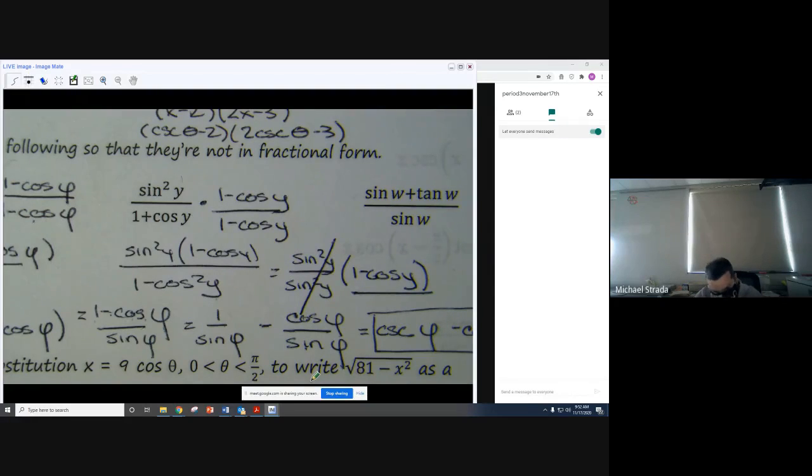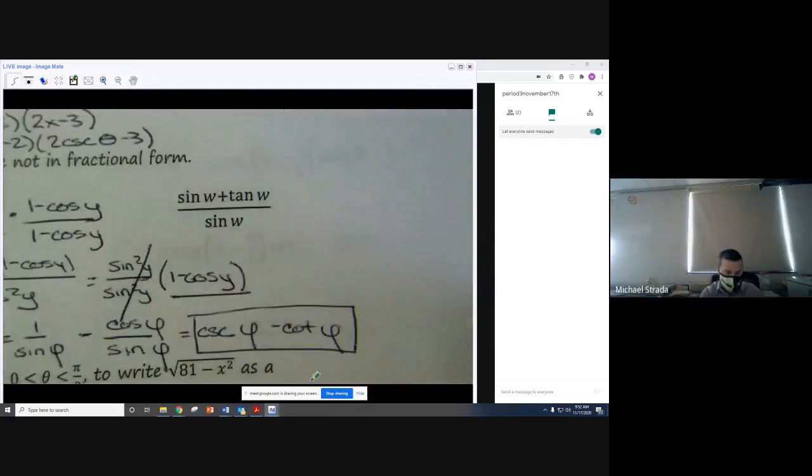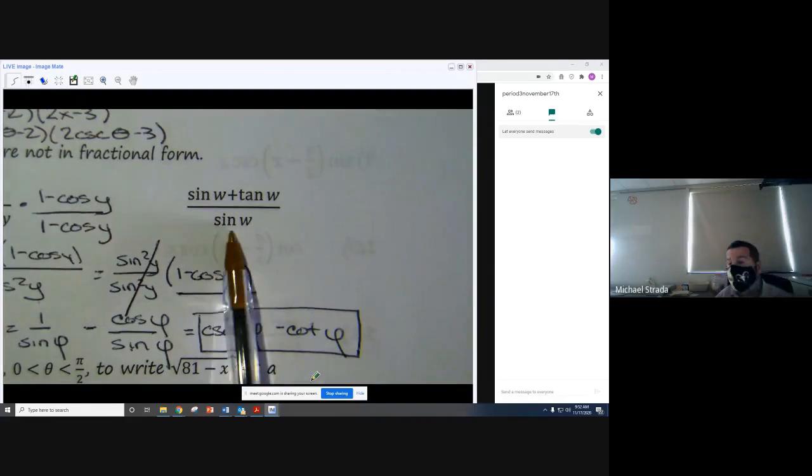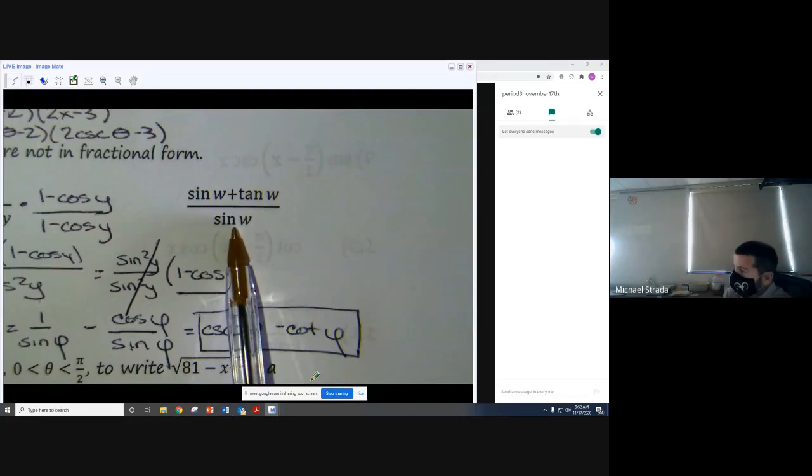So 1 minus cosine? Yeah. 1 minus cosine y, because sine squared cancel out. Okay? Good? All right, the last one in this section, next to last problem. It's only a single term, so you don't do the conjugate.